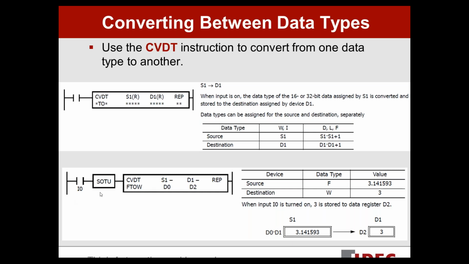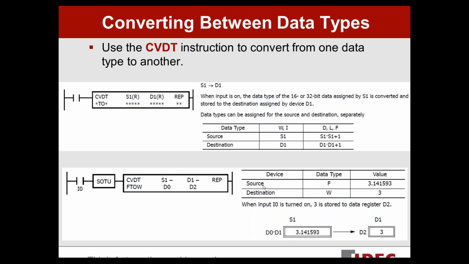Okay, we don't care how long I0 is on, how long it's off. All we're looking for based on this SOTU, this single output up, is the transition when I0 goes from off to on. When that happens, we're going to convert a data type from a float to a word, F to W. We're converting a source, whatever is in data register 0 and data register 1, because this is a float. So remember, we're looking at 32 bits, 2 consecutive words. So D0 and D1. We're converting that into a word, storing that in destination D1, in data register D2.